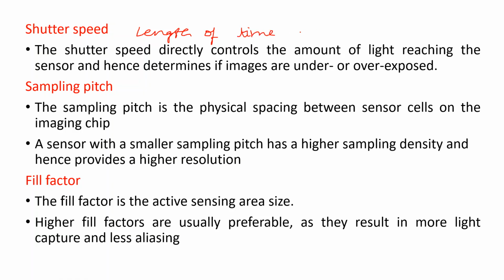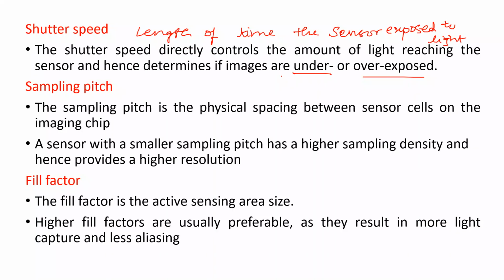A longer shutter time means we get more light, so the captured image will be brighter. If the shutter time is shorter, the sensor is exposed to less light, so we get a less bright image. This is referred to as overexposed or underexposed. Based on the light, we get a brightened image or a darkened image.